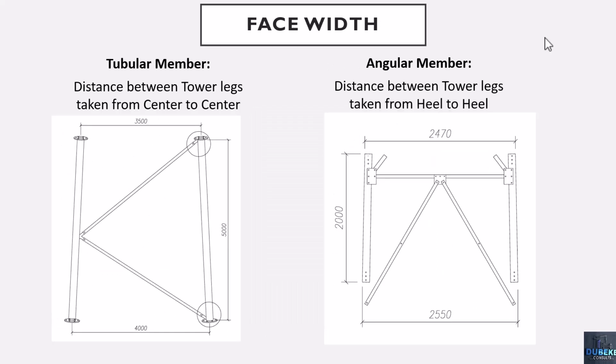Now, how to properly measure our face width for our tubular members. It is the distance between the tower legs taken from the center to the center. So when we are dealing with tubular sections, the face width is taken from the center of one leg to the center of another leg. Whereas for our angular lattice, the face width has to be taken from the edge to the edge. We can have the face width of a section, and we can also have the face width of the tower itself.